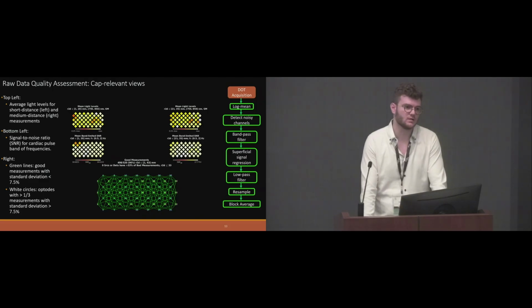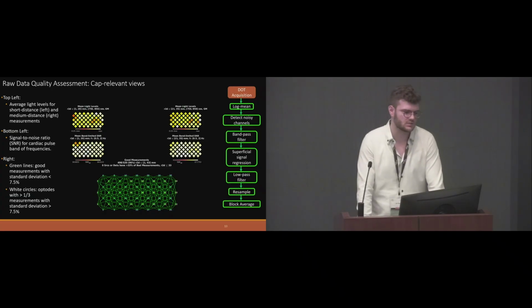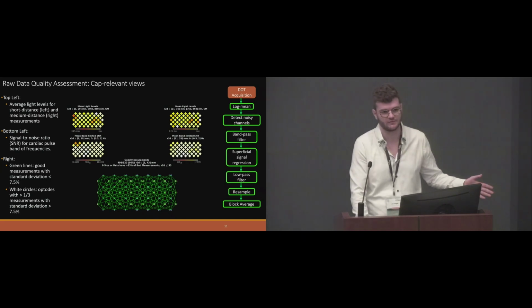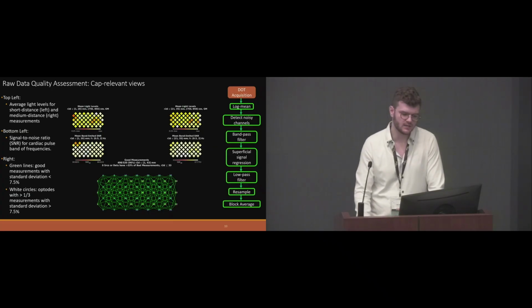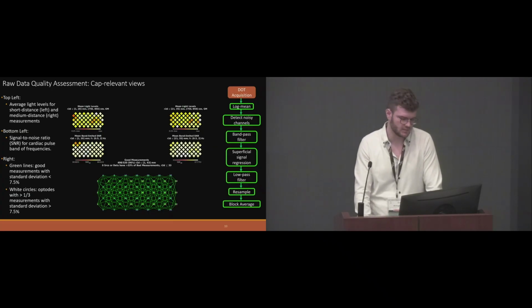And then we can look at our data in correspondence to the cap, so the thing that's actually on the head. We visualize the pad in two ways. We have the top panel, which is our mean light levels, which is just the average light levels for short and medium distant measurements. Short is on the left, medium is on the right. You can see our short distance measurements are between 1 and 20 millimeters, and then our medium distance are between 21 and 35 millimeters.